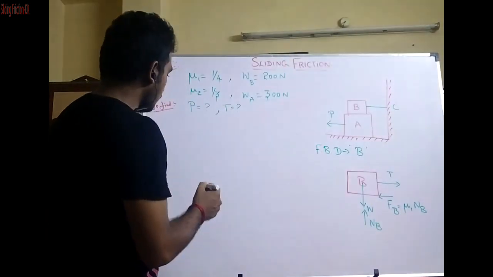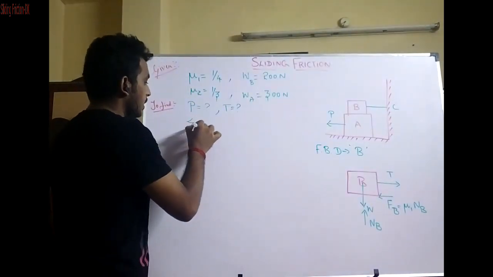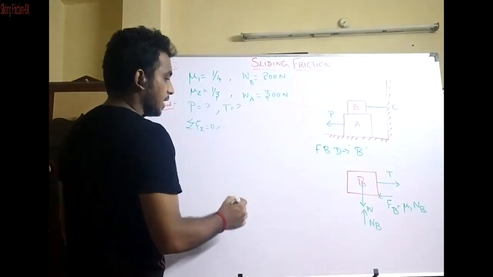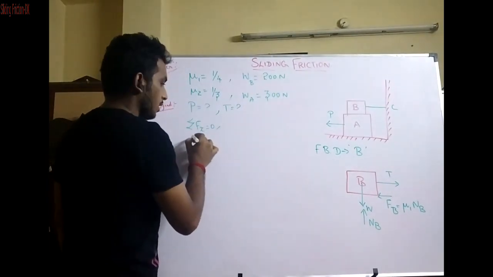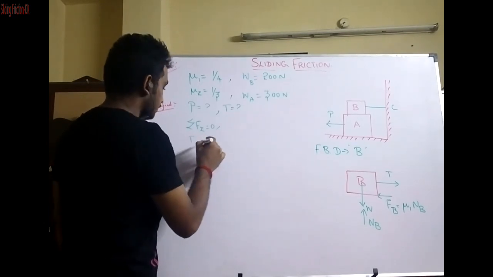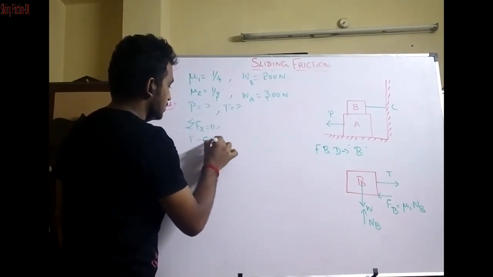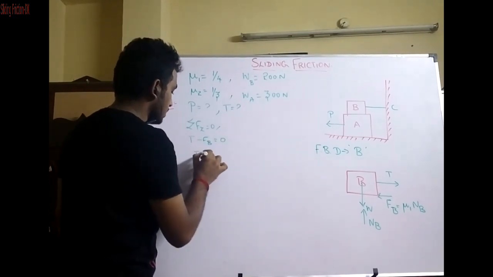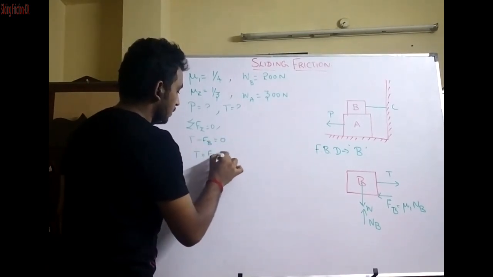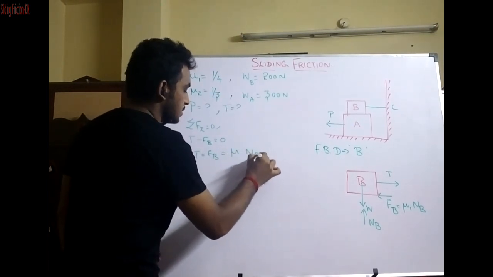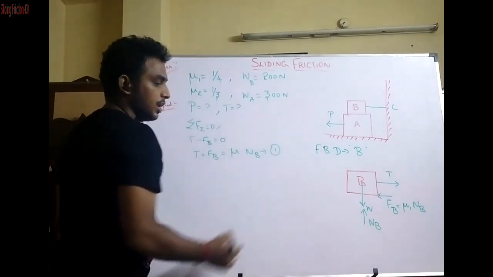And then resolving the forces in horizontal direction, summation F_x is equal to 0, we will get tension minus F_B is equal to 0, which is tension is equal to F_B, which we will get as mu1 times N_B. So this I am going to take as equation number 1.